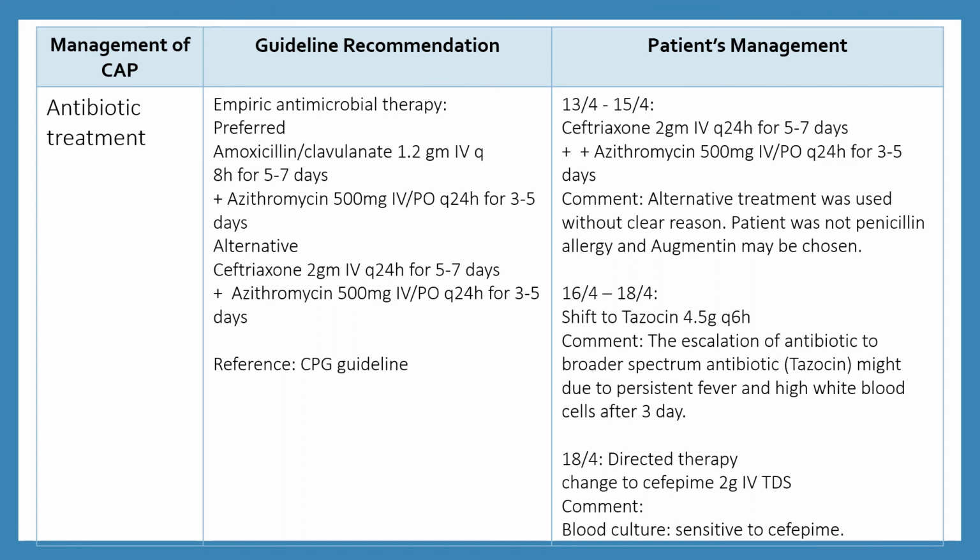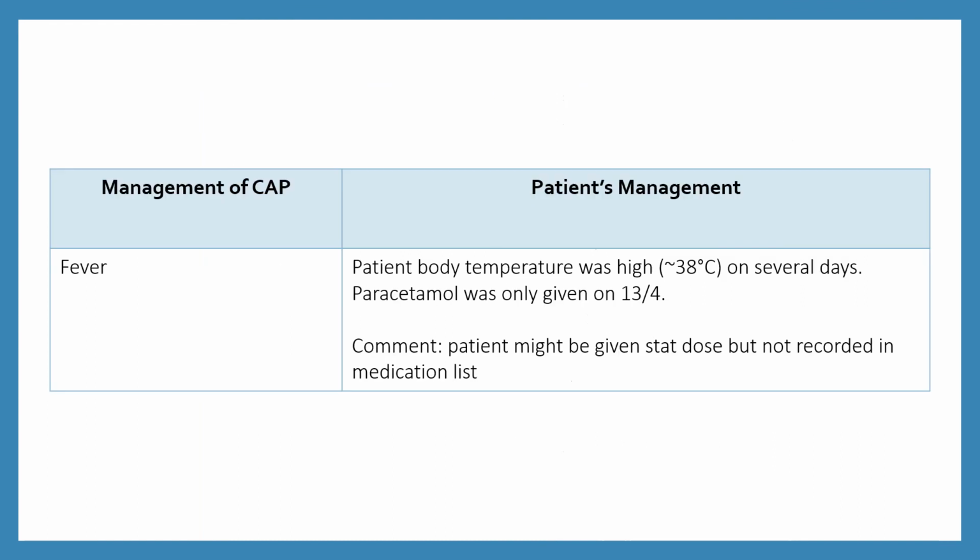On 18th of April, cefepime was used as the directed therapy after the blood culture and sensitivity was out. For fever, the patient's body temperature was high on several days, but paracetamol was only given on 13th of April. So we think that the patient might have been given a stat dose, but it is not recorded inside the medication list, or if the patient was not given paracetamol, then there might be an error in the management of fever.